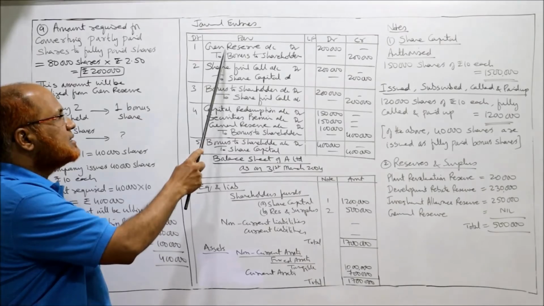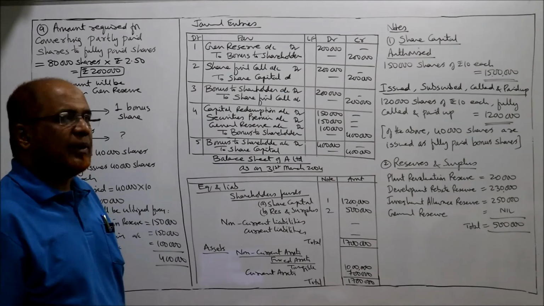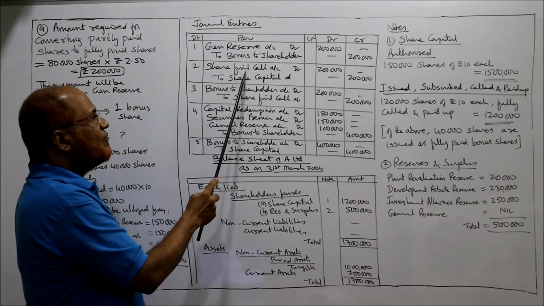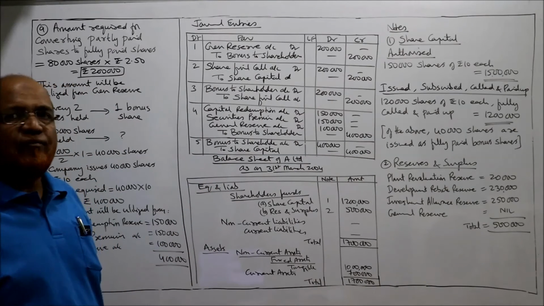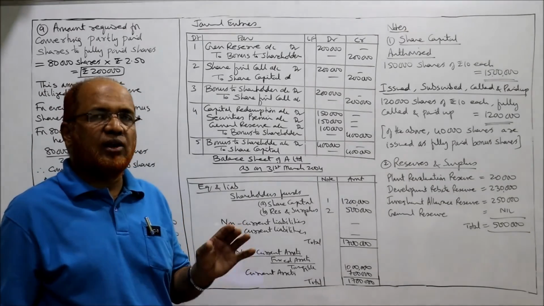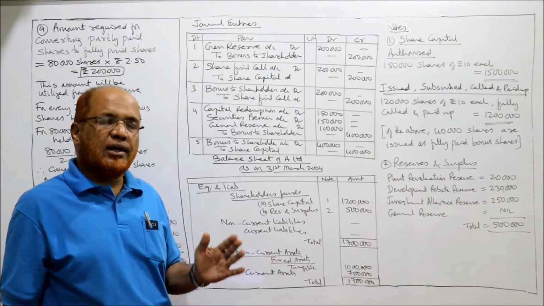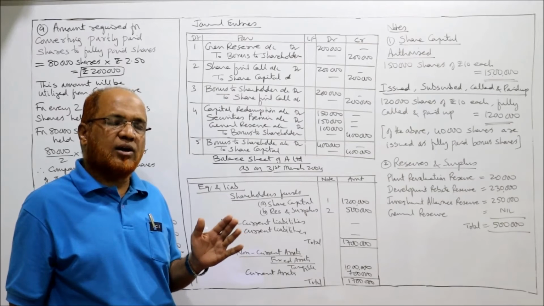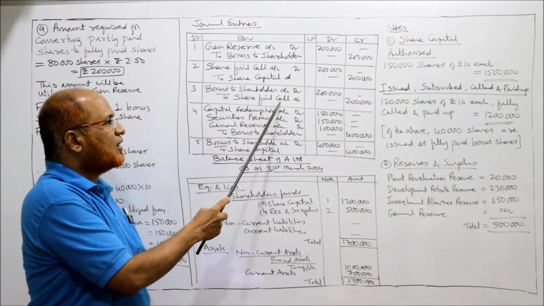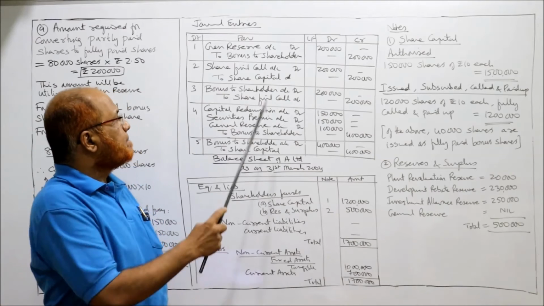The first journal entry: general reserve account debit to bonus to shareholders 2 lakh rupees. This 2 lakh rupees we require for converting partly paid into fully paid, being the amount withdrawn from general reserve for declaring bonus. Second, share final call account debit to share capital, final call money due, being the final call due on 80,000 shares at rupee 2.50 each. Then bonus to shareholders account debit to share final call account, being the final call money adjusted from bonus.